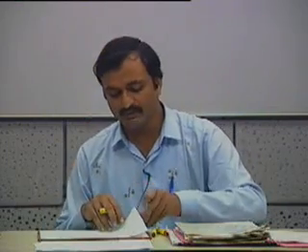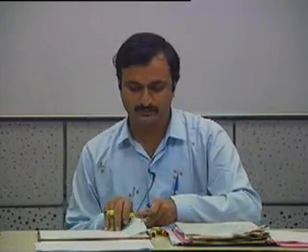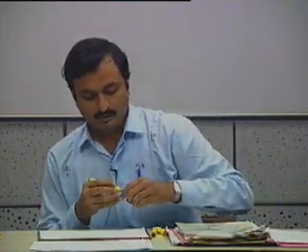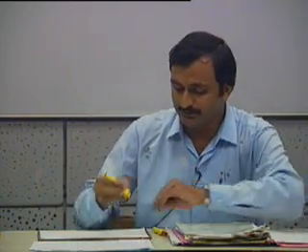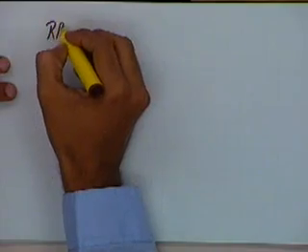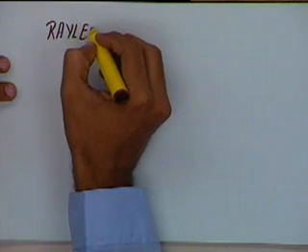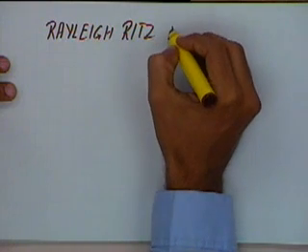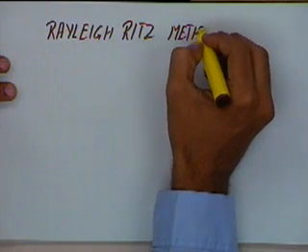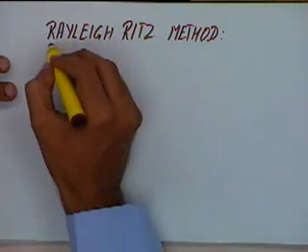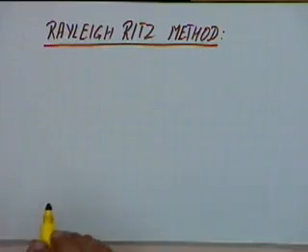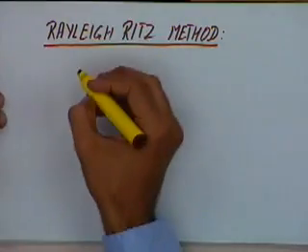So we will just see how we can find out the deformation in objects. The first method for doing that is what is referred to as the Rayleigh-Ritz method. To explain this method, let us take the same case.